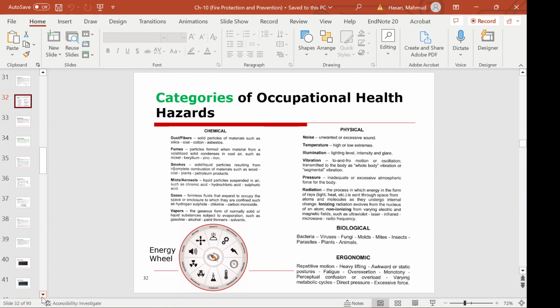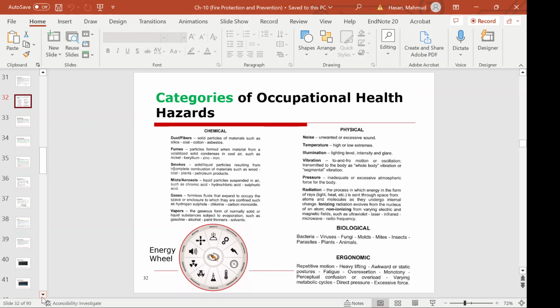And we had some discussion about categories of occupational health hazards: chemical, physical, biological, and ergonomic. Chemical side, you have dust, fiber, fume, smoke, mist, aerosol, gas, and vapor. And then physical side, you have noise, temperature, illumination, vibration, pressure, radiation.